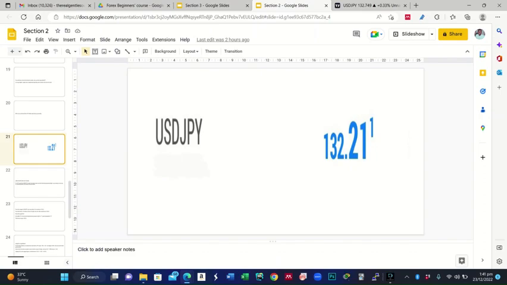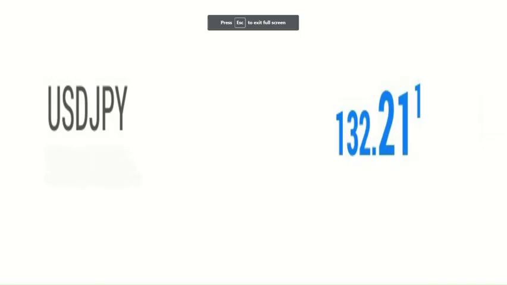For USD JPY, the current market price is 132.21. Like I've said before, you have to ignore the superscripts here because it is called a pipette or micro pip, and we normally ignore it. So USD JPY, the current price is 132.21. What you also notice here is that it has just two numbers after the decimal point, while in the previous examples they have four numbers after the decimal point.